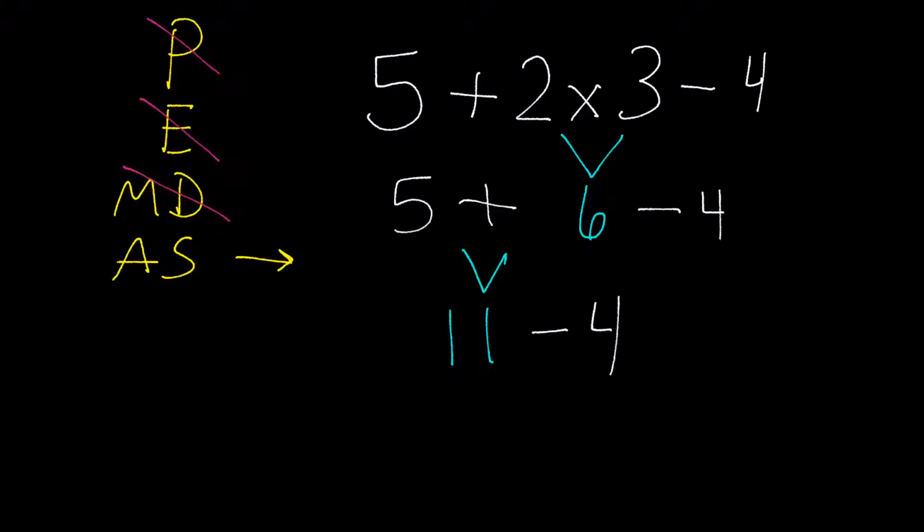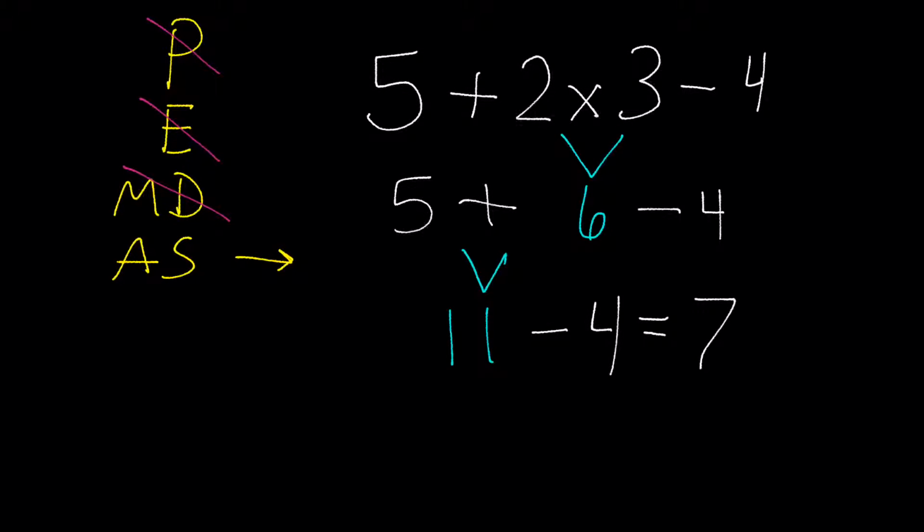Now all we have left is one operation, subtraction. And we can solve that pretty easily. 11 minus 4 is 7. We have just solved our first equation or expression. I should keep using the word expression because it doesn't have an equal sign. So we just solved our first expression using the order of operations.